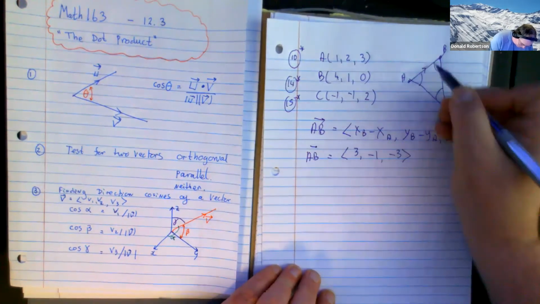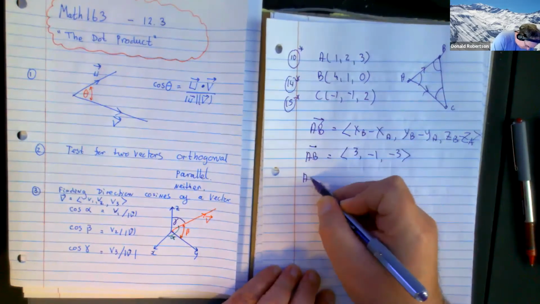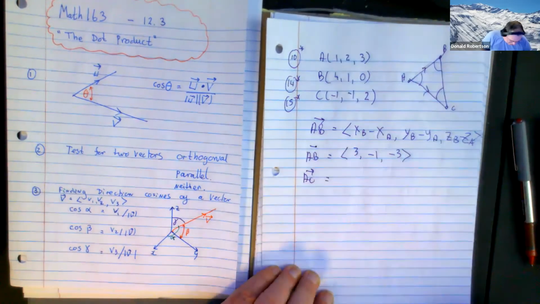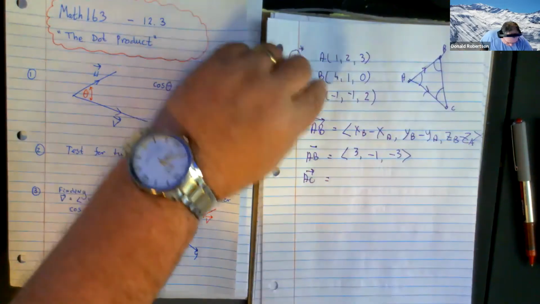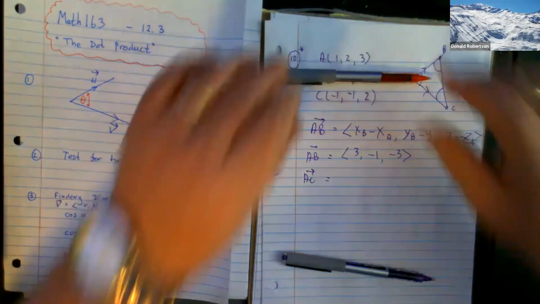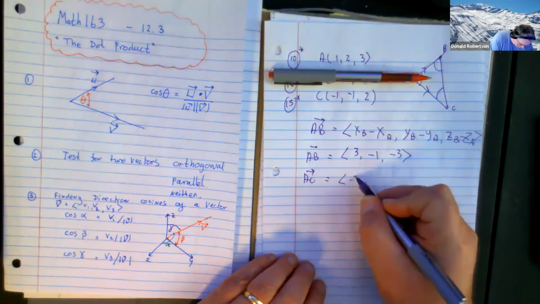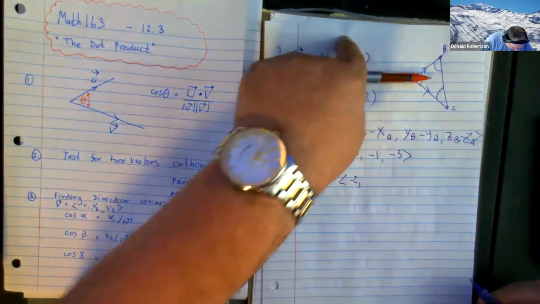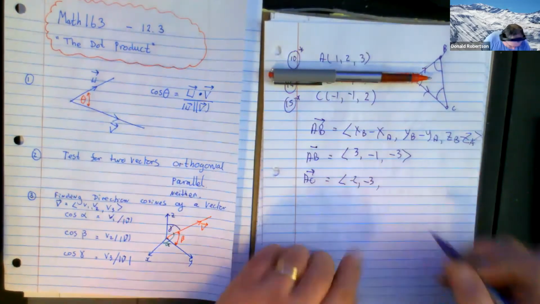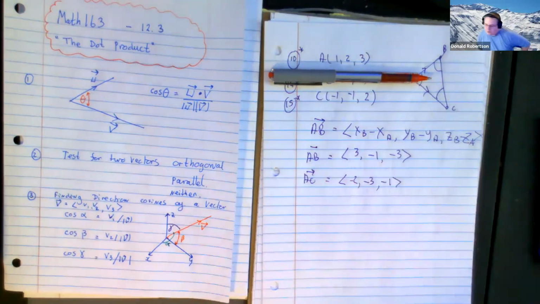So that's that one. And now I'm going to get AC. Okay. Cover this up so it doesn't distract me. Second take away first, -2. Second take away first, -3. Second take away the first, -1. Are you comfortable with the vector AC?